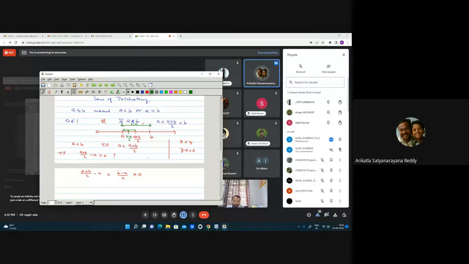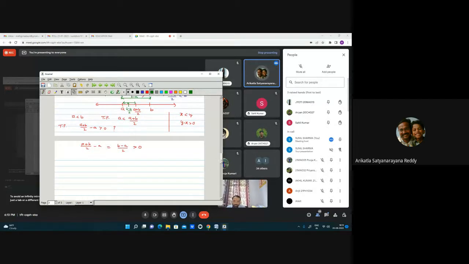Okay, so we can also prove that b is greater than a plus b by 2. Without writing, can somebody tell us how to prove that a plus b by 2 is less than b? What to do? Sir, b minus a plus b by 2 should be greater than 0. Yeah, that's okay. Finally, what is the answer? What is the answer of b minus a plus b by 2?